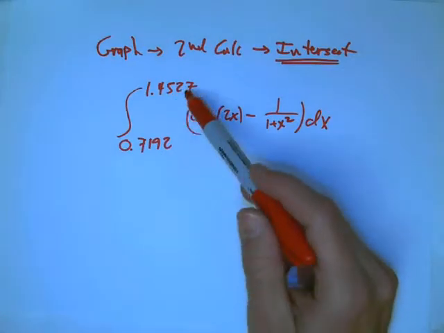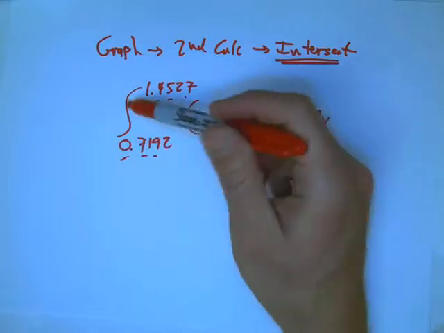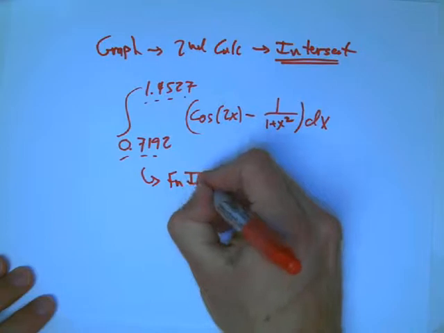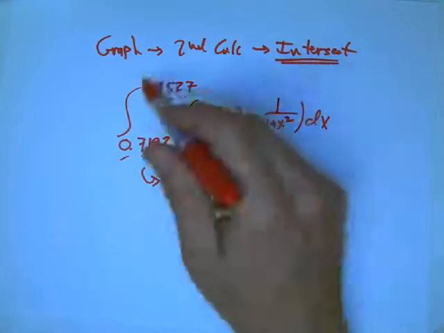Just fnInt it. It's a mess to put in, but just be careful putting it in, careful with your parentheses. Just fnInt it, and you'll be good. Okay. So that's the calculator notes I had.